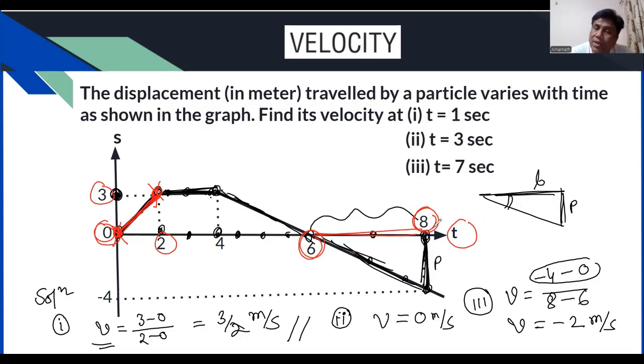So exactly that way, when it was 8, the position is minus 4. So minus 4 is the final position. And this is 0, because you see, S is 0 here. That 6 is the time coordinate only. But the S coordinate is 0. I got it now. So that is final minus initial, okay?